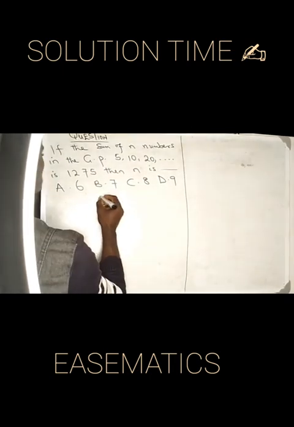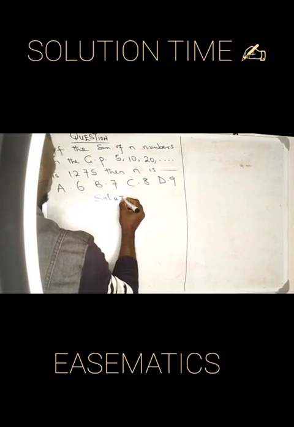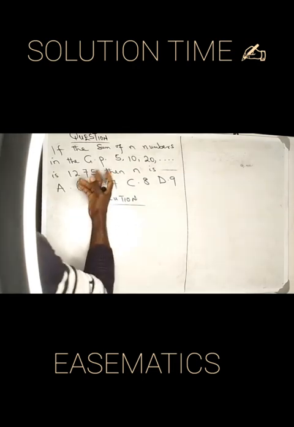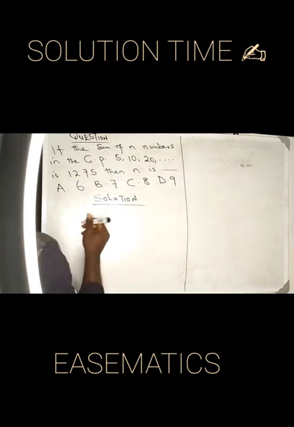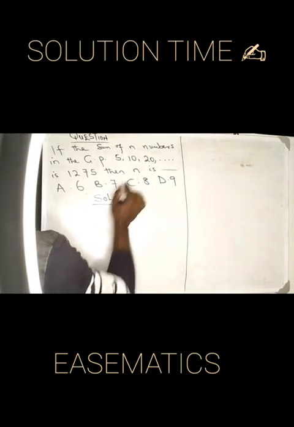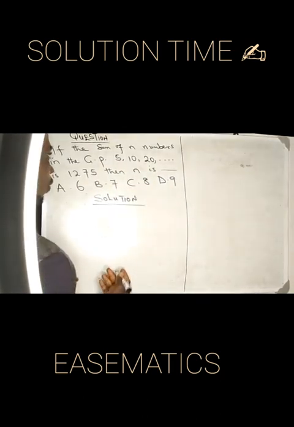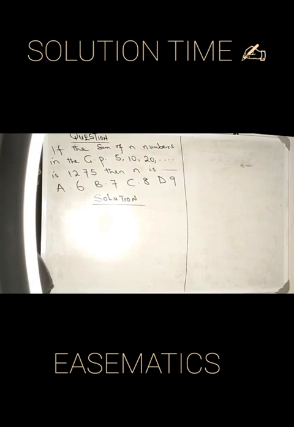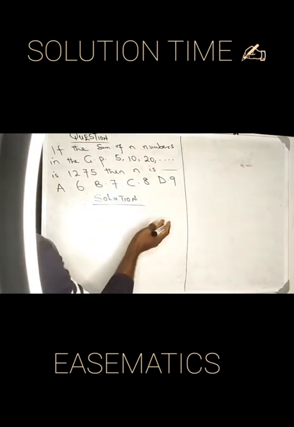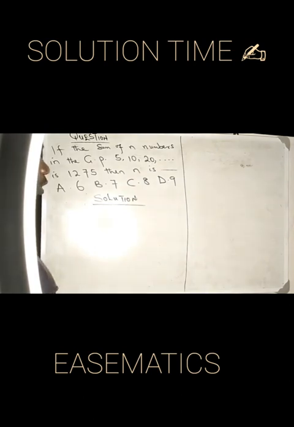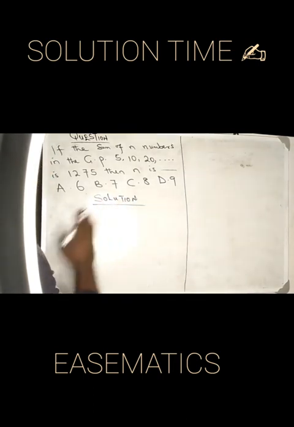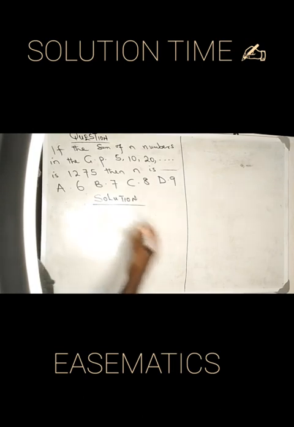So we are going to be solving these together to know which of these options best provides the solution to this question. Now, talking about geometric progression, for us to get the value of n, we have that the sum of the n numbers of the GP is 1275. But before we proceed, we have to get the common ratio of the GP. In geometric progression, we usually talk about the common ratio, and in arithmetic progression we usually talk about the common difference.